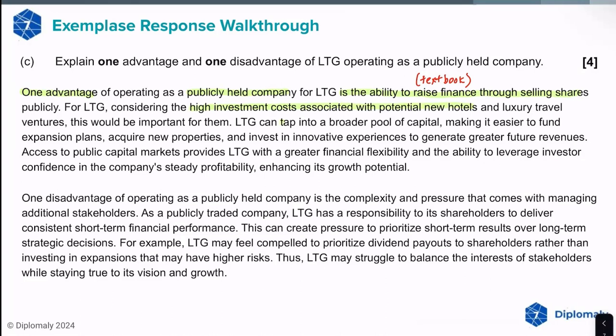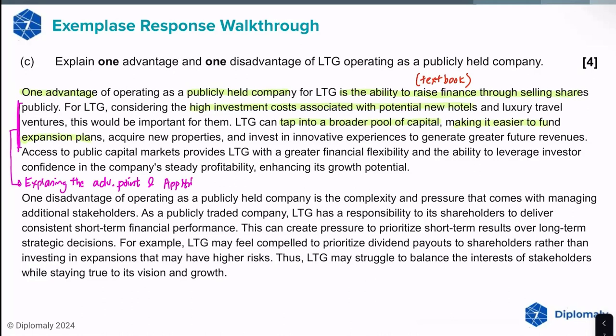It can help them tap into a broader pool of capital, making it easier to fund expansion plans. So you see very, very clearly these two sentences right here, okay? They are showing both the explanation of the advantage point and showing application at the same time.